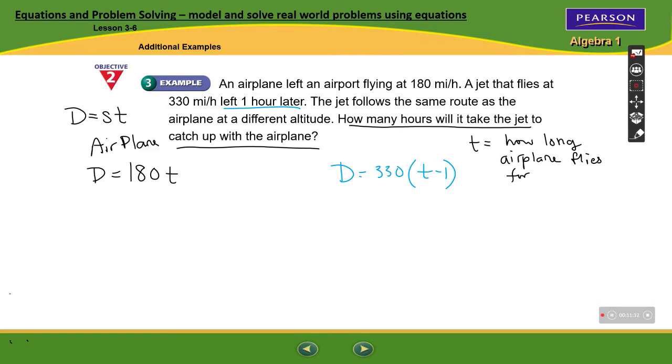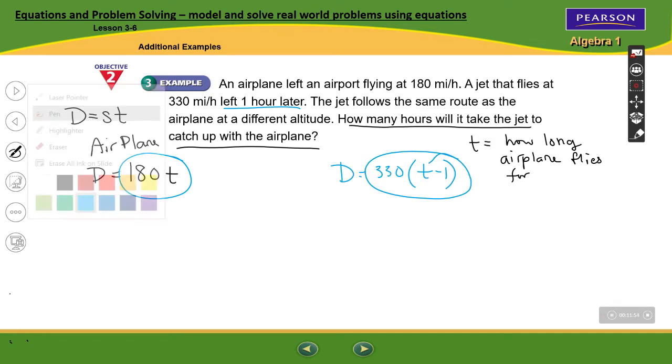It's just a matter of what makes the most sense to you. So now what do we know? We want to know how many hours it will take the jet to catch up with the airplane. If they catch up to each other and they left from the same spot, that means their distances are the same. That means that this distance has got to equal this distance.